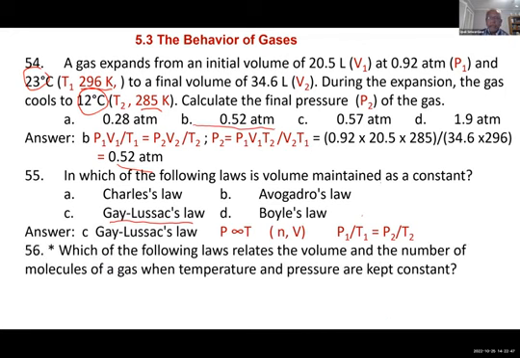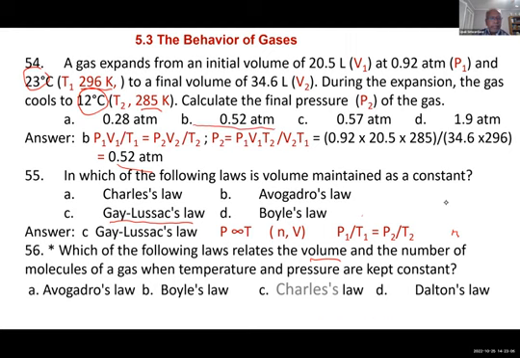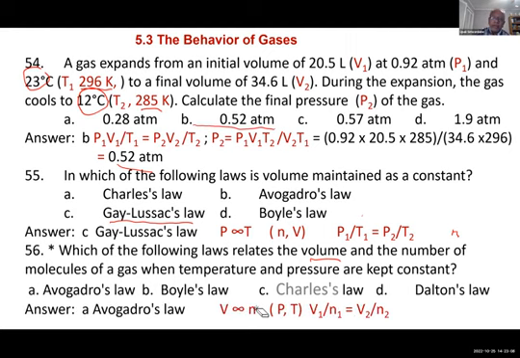Which of the following laws relates the volume and the number of molecules of gas, when volume and N, number of moles, are involved? That's Avogadro's law. Volume is directly proportional to number of moles. Pressure and temperature held constant. Avogadro's law is V1 divided by N1 equals V2 divided by N2. The Charles law, Gay-Lussac's law, Avogadro's law look similar, except Charles law is for volume and T.